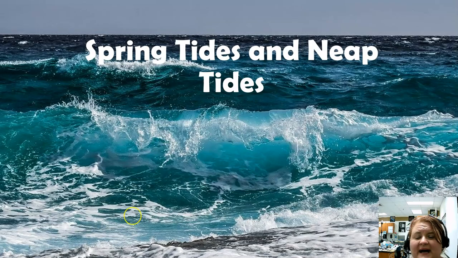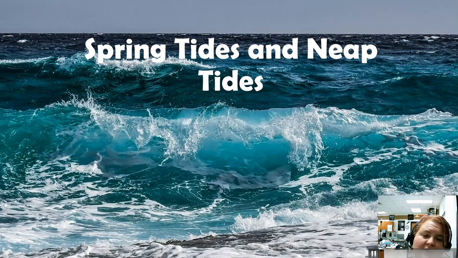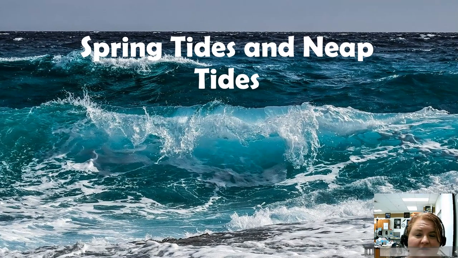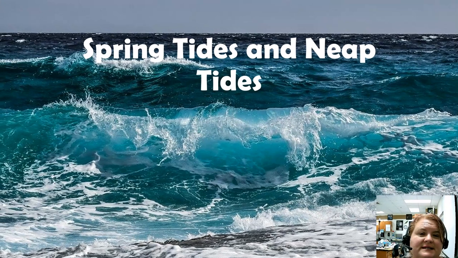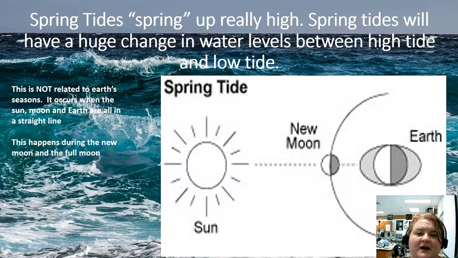Hi guys! By now you know that tides are caused by the gravitational pull of the moon on the oceans. You are also aware that there are two high tides and two low tides every day. We're going to discuss two special types of tides that are based on the phases of the moon, and those are going to be spring tides and neap tides.